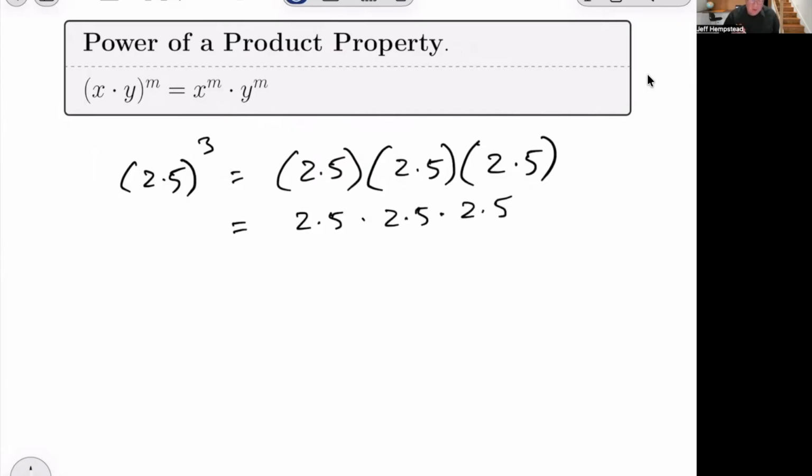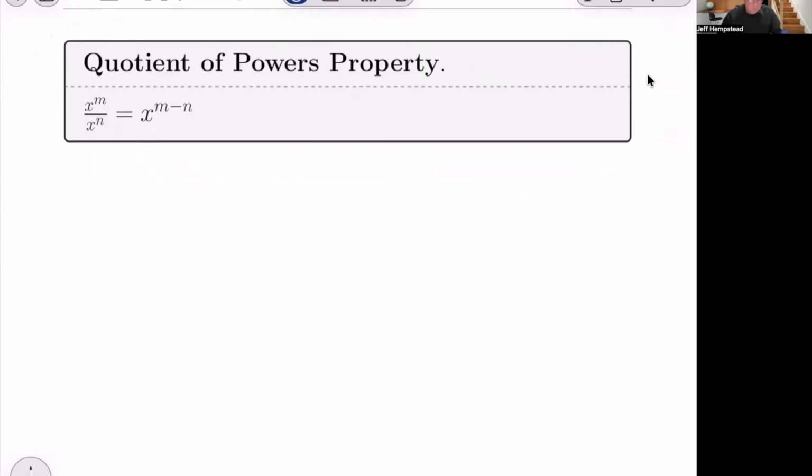Now we can use our commutative property of multiplication, which means if we're multiplying all the way across, we can multiply in any order and come up with the same answer. So we can bring all of our 2's to the front and all of our 5's to the back. We have a bunch of 2's multiplied together. Looks like there's 3 of them. And we have a bunch of 5's multiplied together. Looks like there's 3 of them. That's 1,000.